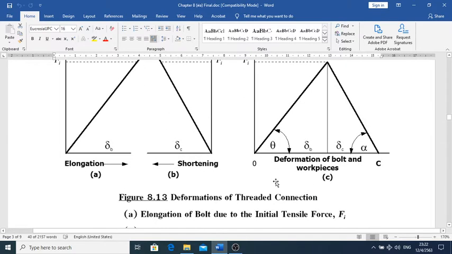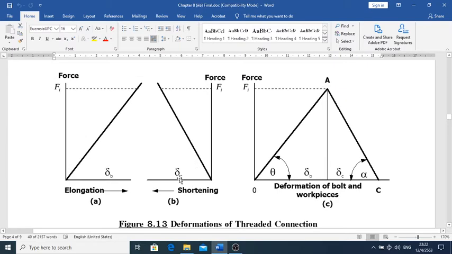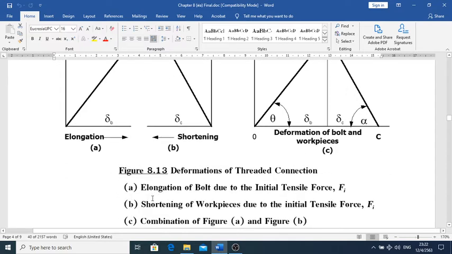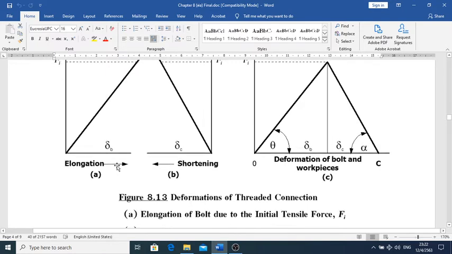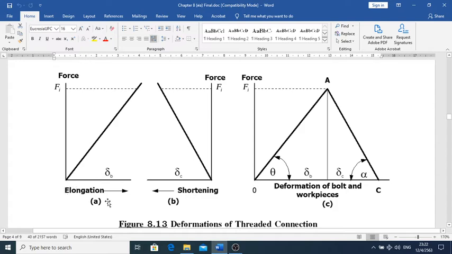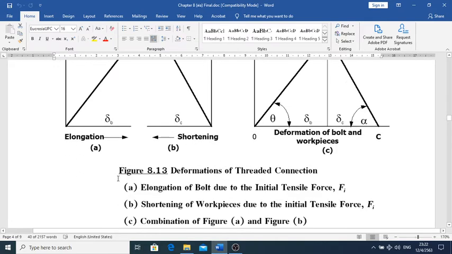As shown in figure 8.13, we have figures A, B, and C respectively. The subscript B stands for the bolt and C stands for the workpiece. Figure A represents the elongation of the bolt due to the initial tensile force of F sub I. You can imagine we just apply the force of F sub I, and the bolt itself elongates. That's what shows up here: F sub I forces the bolt to elongate by delta sub B. At the same time, when we tighten it up, F sub I forces the workpiece to shorten by delta sub C.